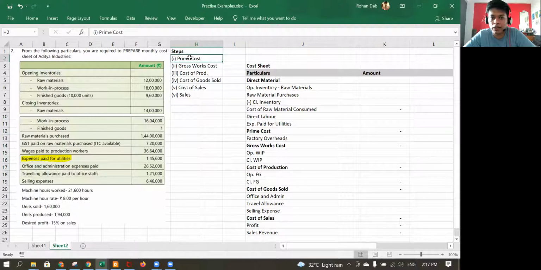First thing I need to calculate is my prime cost. What is prime cost? Direct expenses, direct material, and direct labor. In this, you have to identify which is your direct labor, direct material, and direct expenses. Okay, so firstly, direct material. Direct material is always raw material.